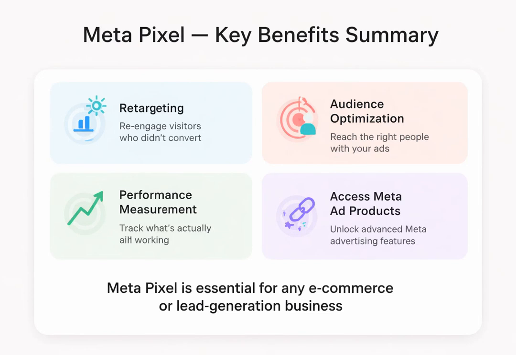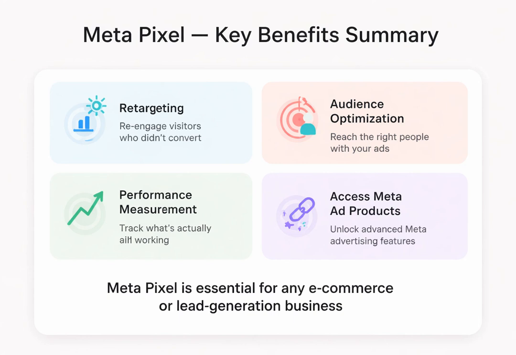To bring it all together, let's look at the key benefits of Metapixel. First, and most importantly, retargeting. You can bring back visitors who showed interest but didn't convert. Second, audience optimization. Meta uses your pixel data to find more people who behave similarly to your existing customers. Third, performance measurement. You can see exactly which ads led to purchases or leads, so you know where your budget is actually working. And fourth, access to Meta's full suite of advertising products, which require pixel data to function at their best. For any e-commerce business or anyone running lead generation campaigns, Metapixel isn't optional.